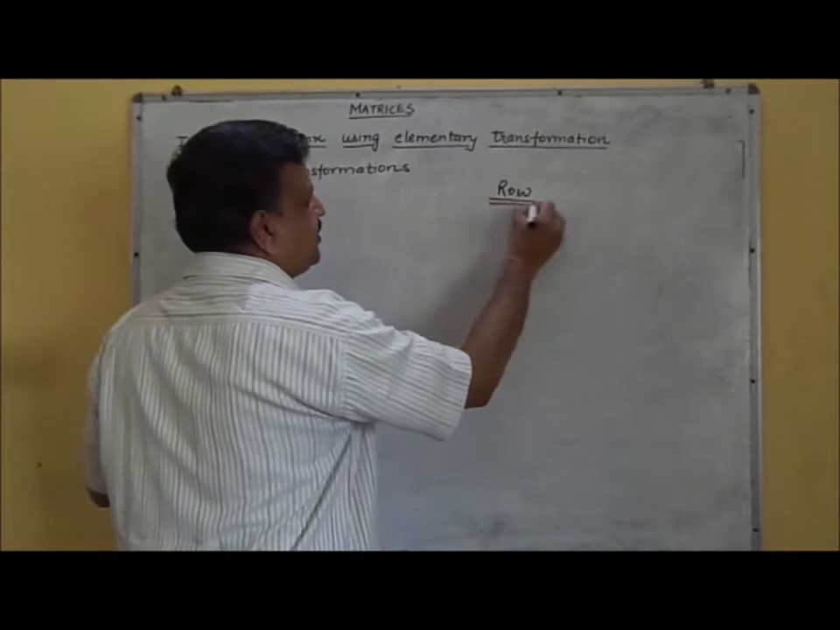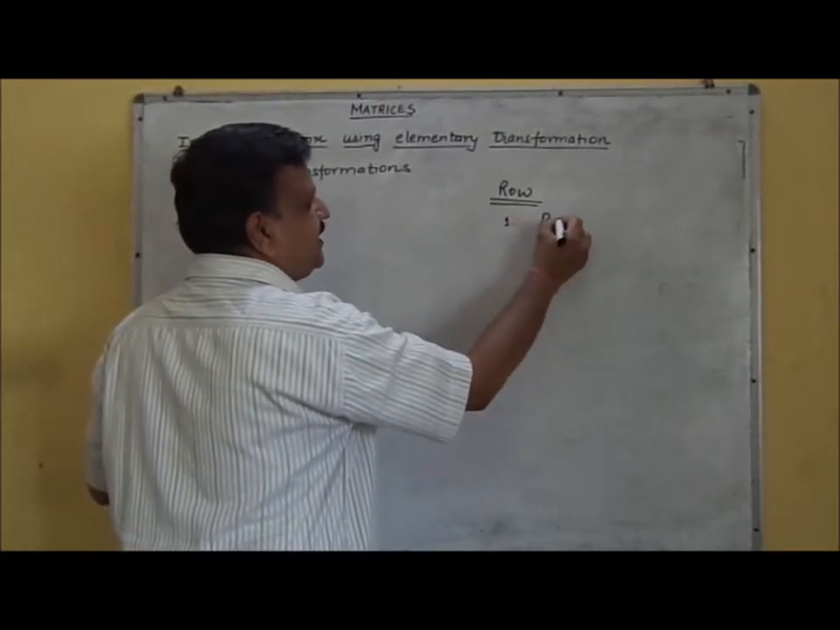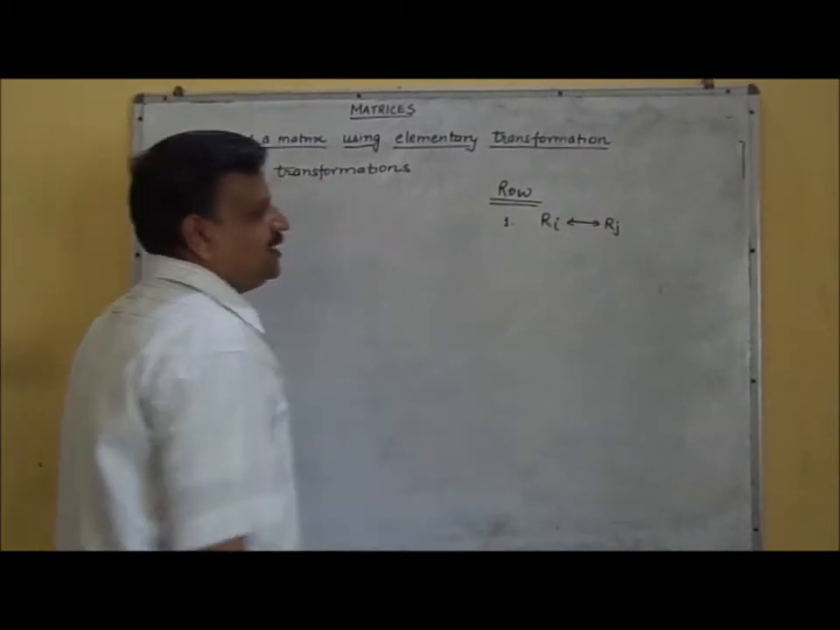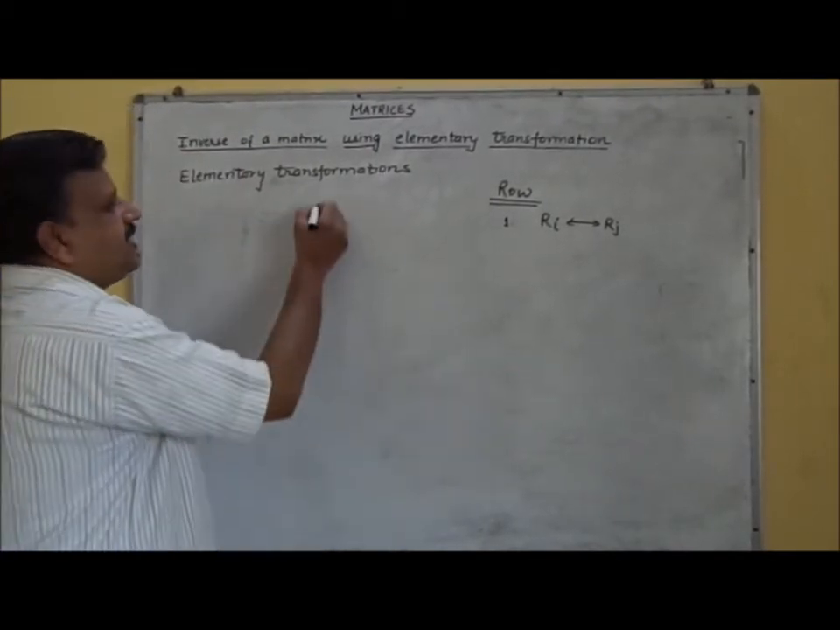Row transformation. The first transformation is that we can interchange any two rows. That means Ri can be interchanged with Rj. Now what does it mean?